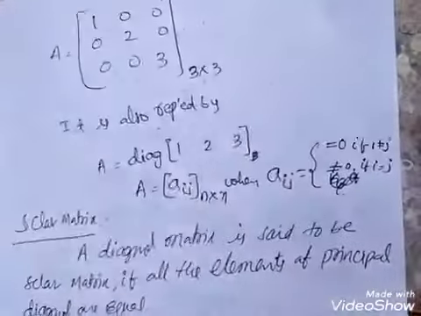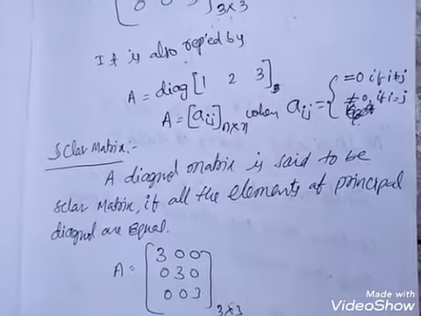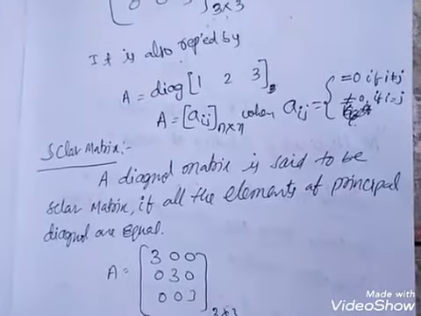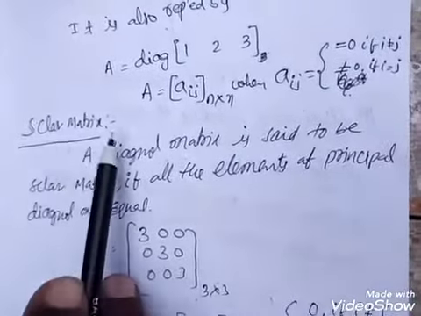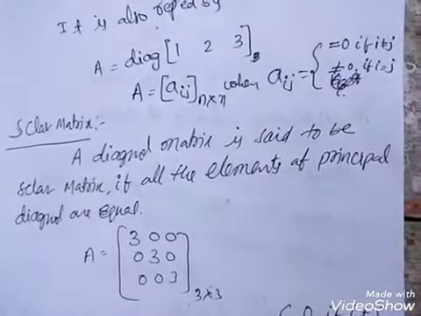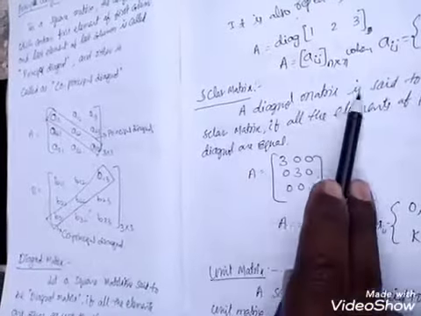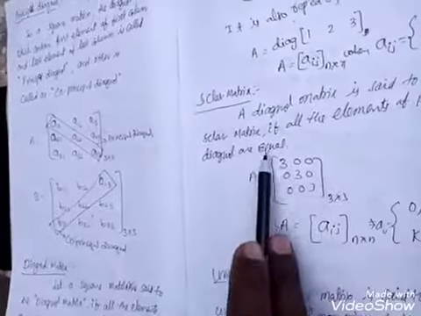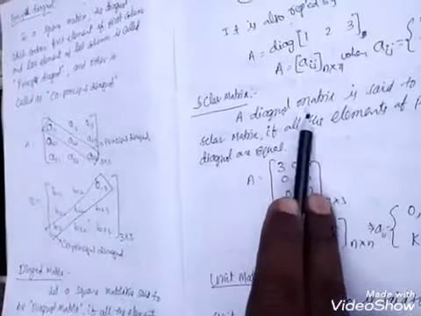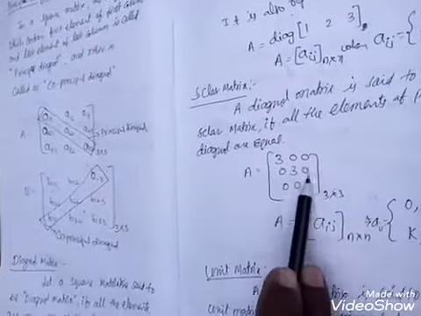Usually in the PU exams, they will ask questions on the diagonal matrix, scalar matrix, symmetric, skew symmetric and singular matrix. This type of definition they are going to ask. Here, the scalar matrix. What is a scalar matrix? We can define it from a square matrix or diagonal matrix. Here I am directly defining it from the diagonal matrix. A diagonal matrix is said to be a scalar matrix if all the elements of the principal diagonal are equal. When taking the diagonal, we need not discuss the other elements, because we have already discussed them.